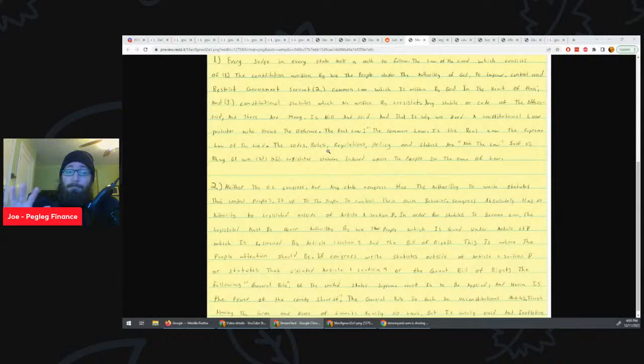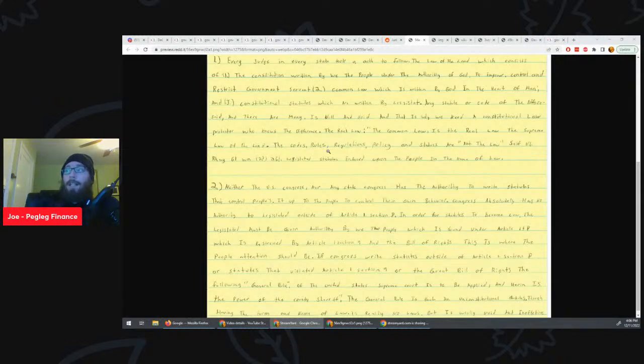Common law, as we know, is judicially created. It's the cumulative written opinions over time. So common law, which is written by God in the heart of men. And 3, constitutional statutes, which are written by legislat. I'm not quite sure what legislat is, but that's okay. Any statute or code of the aforesaid, and there are many, period, is null and void. And that is why we need a constitutional law protector who knows the difference.